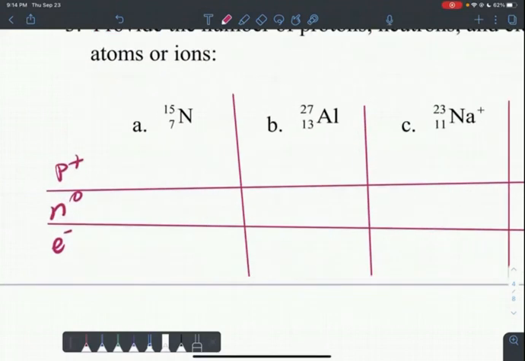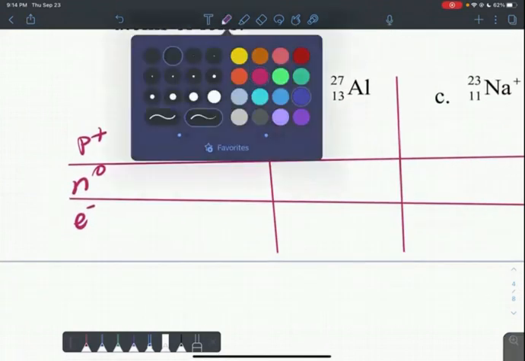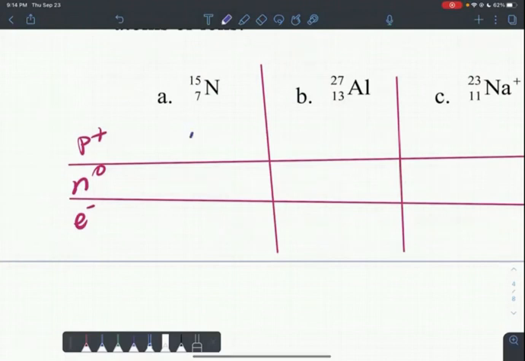Okay, so nitrogen, 7 protons. There's no charge, so that's 7 electrons. 15 minus 7 should be 8 neutrons. Okay, aluminum. Here we have 13 protons. There's no charge, so 13 electrons. Neutrons should be 27 minus 13, gives you 14.